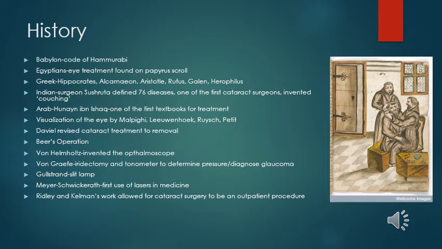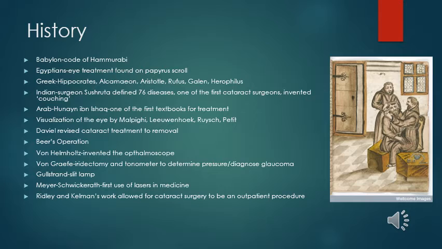The history of ophthalmology is fascinating. Some of the earliest findings of eye surgery can be traced back to ancient Babylon in the Code of Hammurabi around 1800 BC. In ancient Egypt, eye care and treatment were first mentioned around 1500 BC on papyrus.